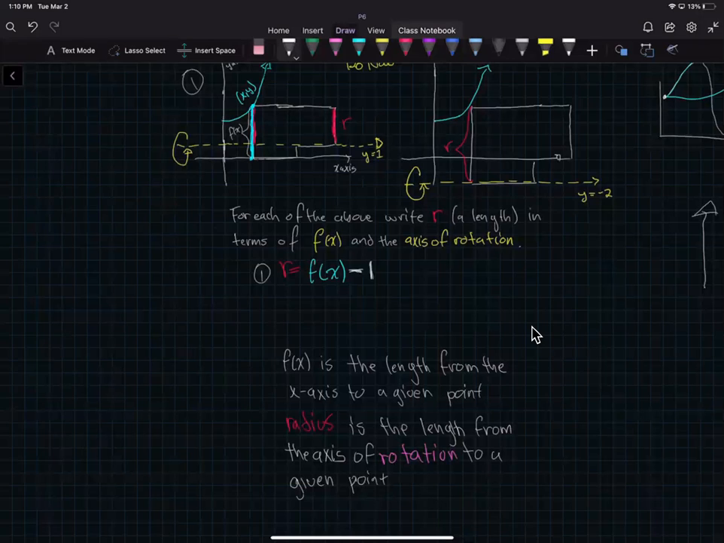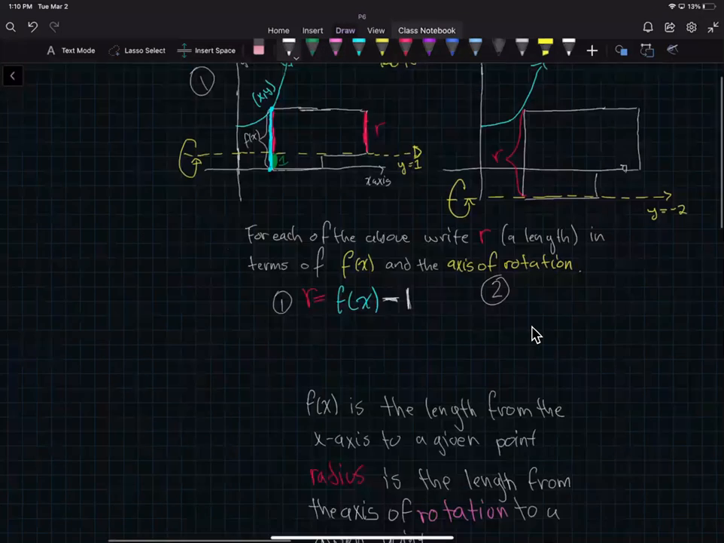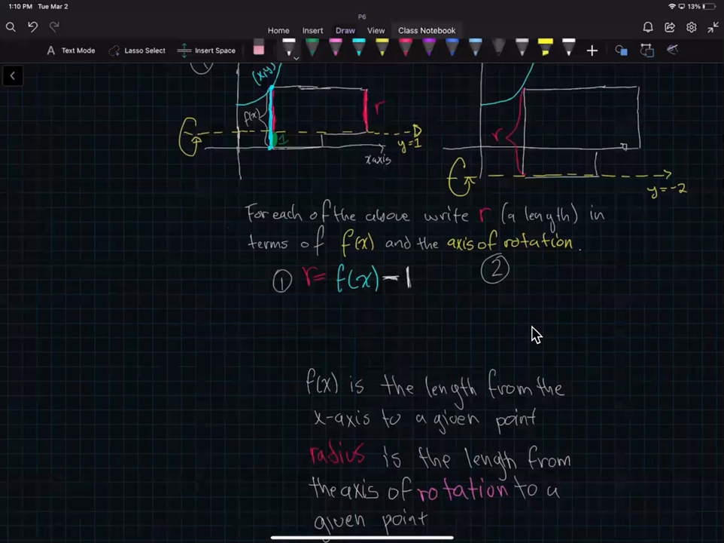Why? Because f of x is the blue length, and we're basically subtracting 1, which will be this distance, right? This is 1, and let's actually use green. So this is 1. So we do f of x minus 1. So now try the second one. What is number 2? What is r?